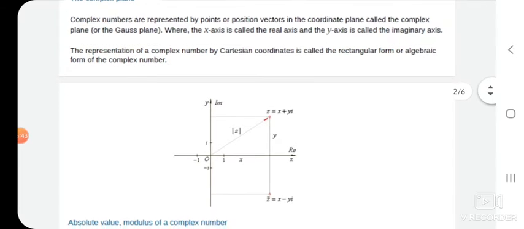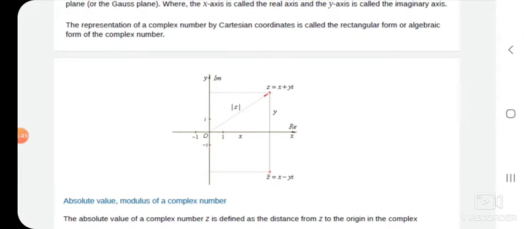Here, if we see, x is the real axis and y is the imaginary axis, and z is the complex number, which can be represented by x plus iy, and its opposite term is x minus iy, in the fourth quadrant.